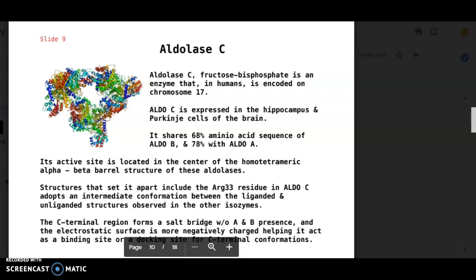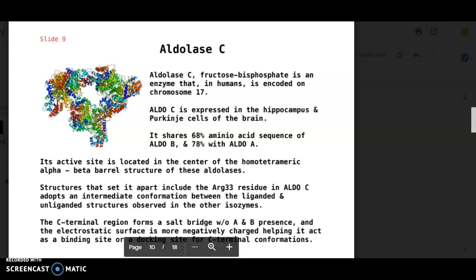The encoded protein is a glycolytic enzyme that catalyzes the reversible aldol cleavage of fructose 1,6-bisphosphate and fructose 1-phosphate to dihydroxyacetone phosphate and either glyceraldehyde 3-phosphate or glyceraldehyde, respectively. The amino acid sequence of aldolase C is highly similar to those of the other isozymes, sharing 68% identity with aldolase B and 78% identity with aldolase A. The active sites are conserved in the 3 isozymes.